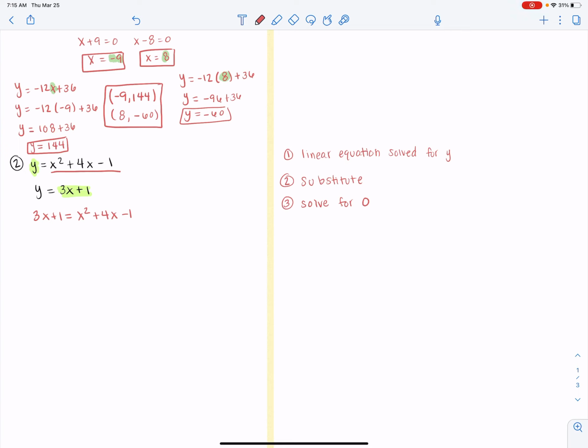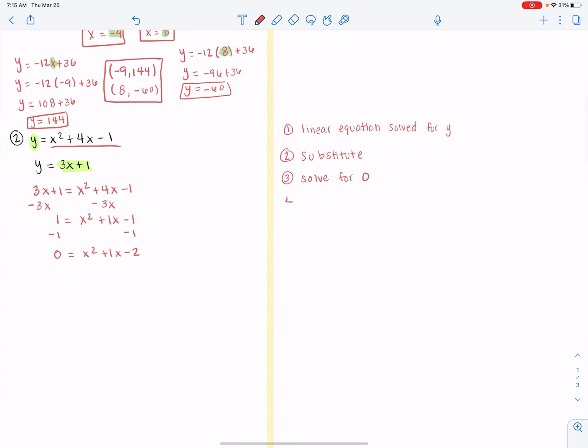And we're going to keep the x squared positive, so we're going to keep that where it is. We're going to minus the 3x. So 1 equals x squared plus 1x minus 1 minus 1. 0 equals x squared plus 1x minus 2. So now we're going to factor. So this breaks into x plus 2, x minus 1 equals 0.